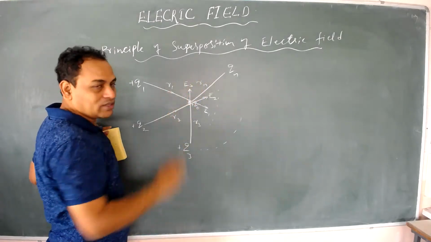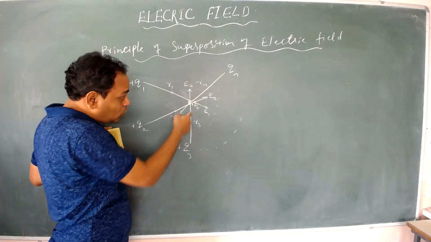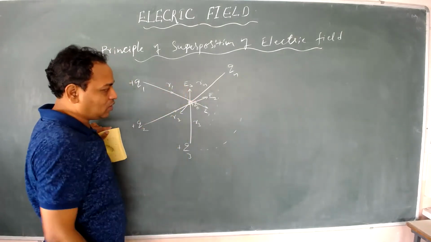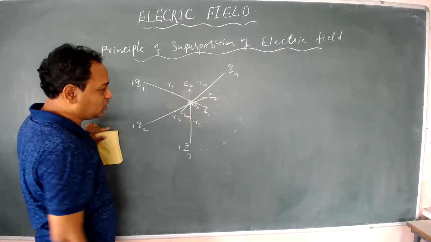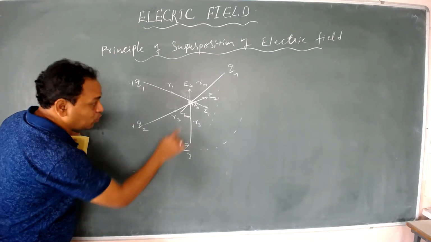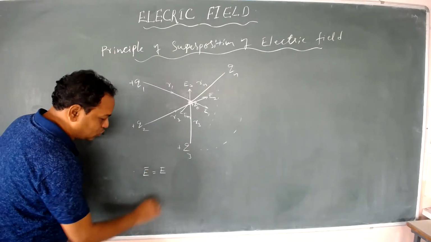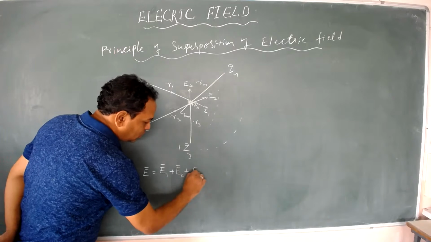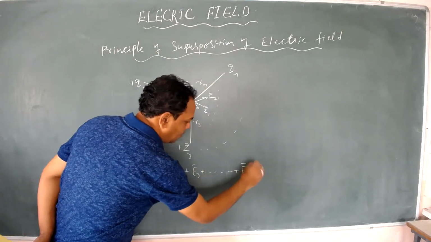Okay, let us say I am taking that also positive. Then this will also repel in this direction. So therefore, here the total electric field at this point is given by the vector sum of all these electric field intensities. Therefore, the electric field intensity at this point is nothing but the vector sum, that means E bar is equal to E1 bar plus E2 bar plus E3 bar plus so on plus En bar.